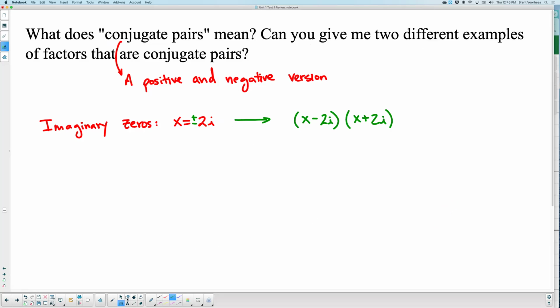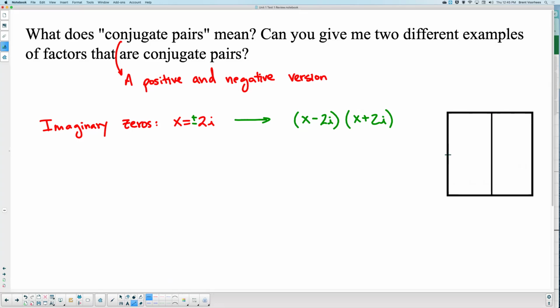Do you remember what happens if you multiply those out? I know it doesn't ask us to do that here, but you have to do it. So I'm going to go ahead and do one here. I'm going to do a box method real quick. Do you remember what will happen to the i's every time if you do this correctly? They'll cancel out. So I'll write the first factor on the top, x minus 2i, and on the side, x plus 2i. It doesn't really matter the order you go, but I'll do that.